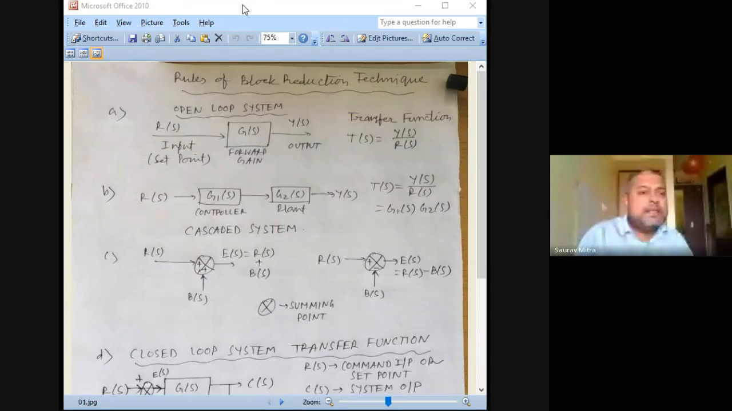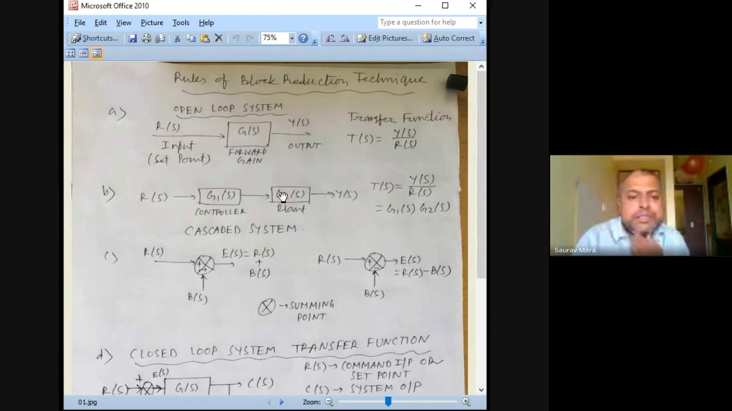In the next case, you are finding two blocks, that is the controller G1(s) and plant G2(s). So these two things are in cascade. This is called series, but the technical term is cascade. So R(s) input is given to G1(s), and R(s) into G1(s) is being given to G2(s) and Y(s).